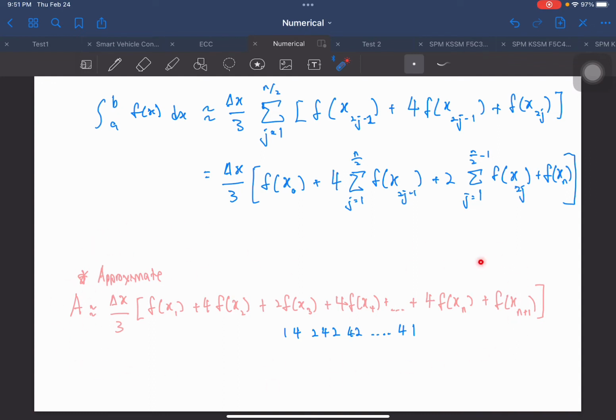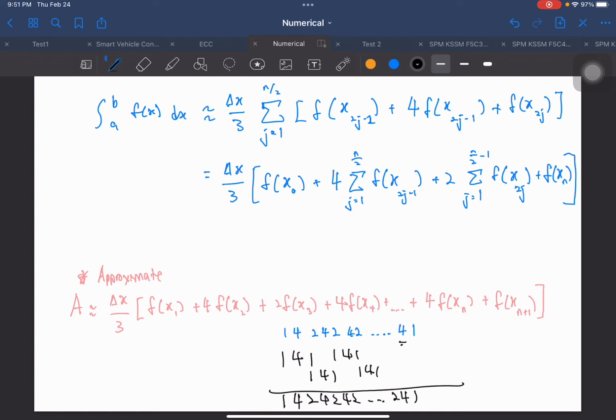It is not hard to memorize this, as you can see there's a pattern: 1, 4, 2, 4, 2, 4, 2, 4, 1. You just need to remember that it ends with 4, and then remember the magic number 1, 4, 1. If you forget the sequence, you just write it down like this and add it up. You get 1, 4, 2, 4, 2, 4, 2, dot, dot, dot, 2, 4, 1. So just remember 1, 4, 1, the magic number.